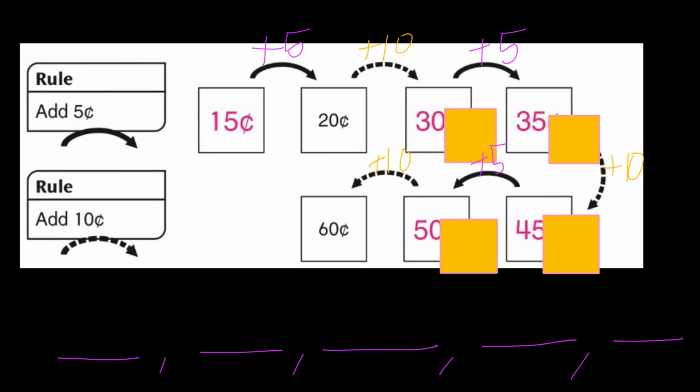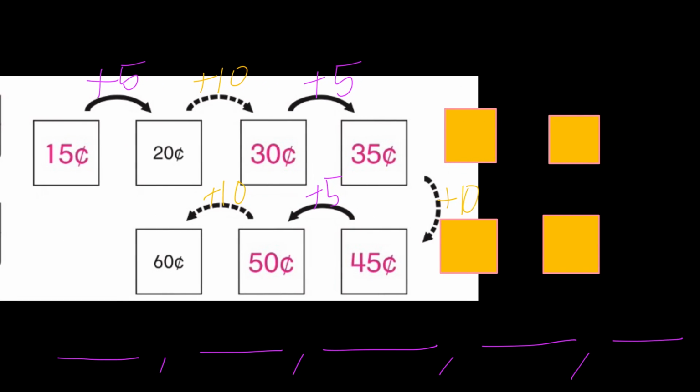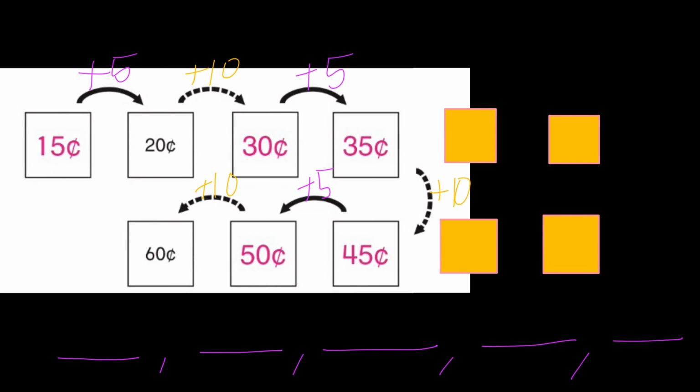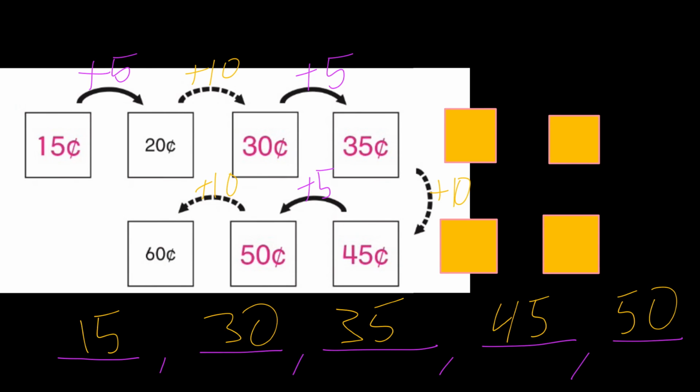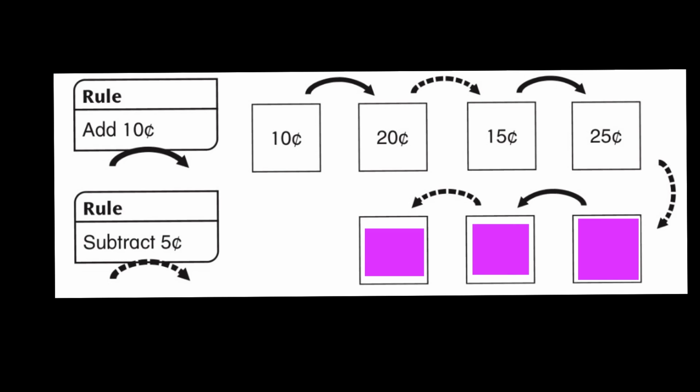Now, let's just look at our last few here. Okay, I'm at 30. I add 5, I go to 35. If I'm at 35 and I add 10, I go to 45. If I'm at 45 and I add 5, I go to 50. And if I was at 50 and I added 10, I would end up at 60. So you should have had 15, 30, 35, 45, 50. If you did that, give yourself a pat on the back. Nice job.